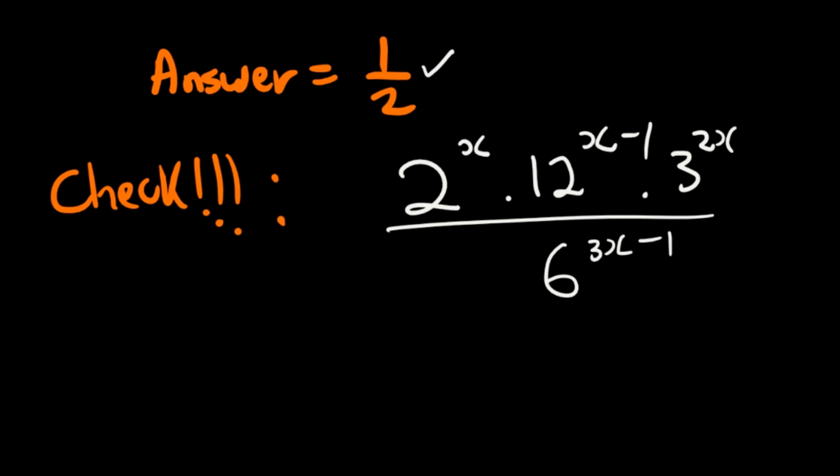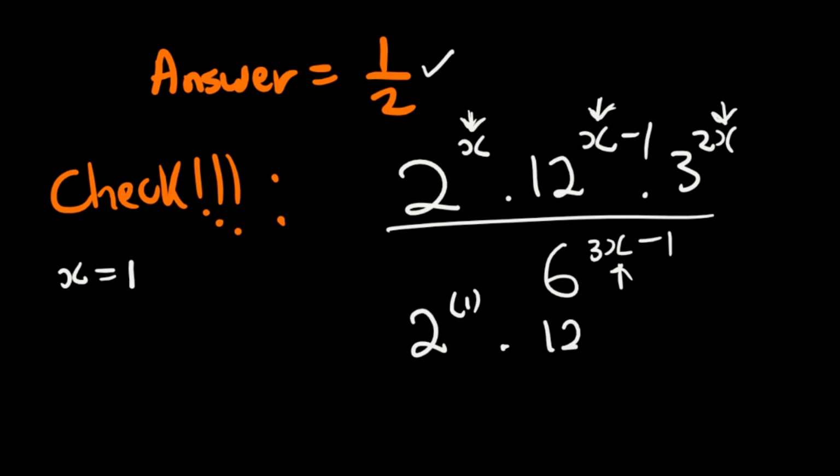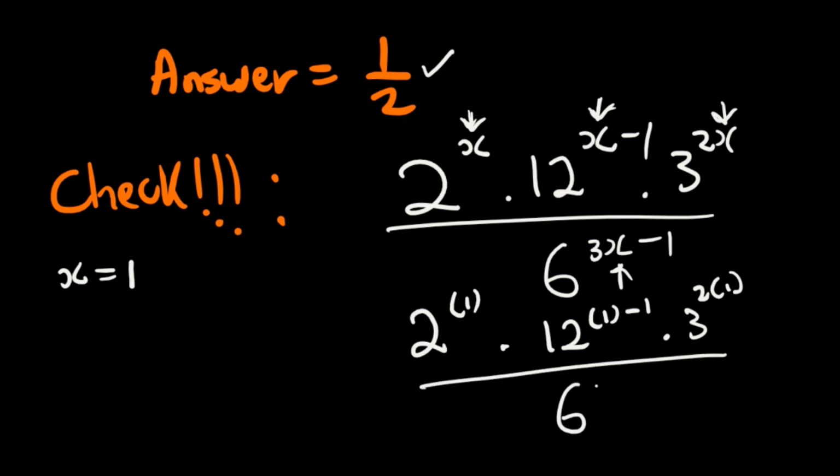How do you do that? Where there's x, you substitute any value of x that you think of, but constant. You can't just substitute one value here and a different one here, right? Substitute one constant value of x. Let's say, for example, x is equal to 1, then substitute 1: 2 to the power of 1 multiplied by 12 to the power of 1 minus 1 multiplied by 3 to the power of 2 multiplied by 1, over 6 to the power of 3 into 1 minus 1. So you substitute 1, right? And punch that in your calculator and see the answer it is going to give you, right?